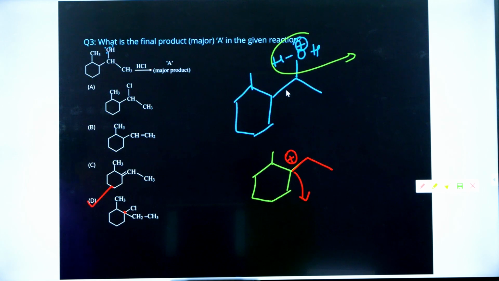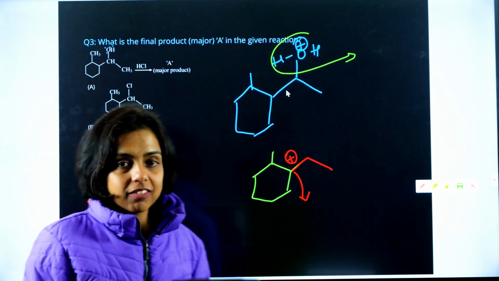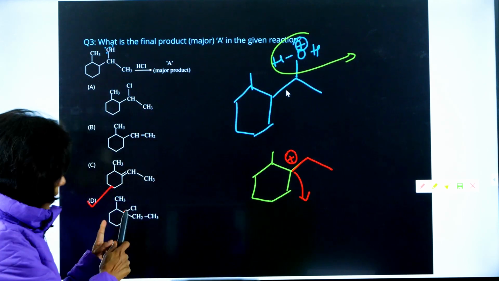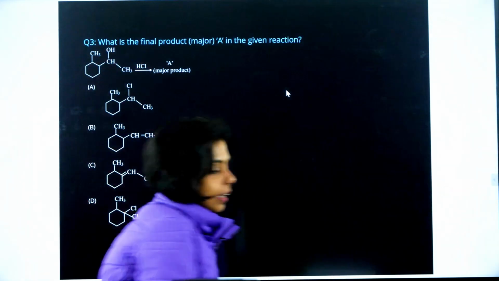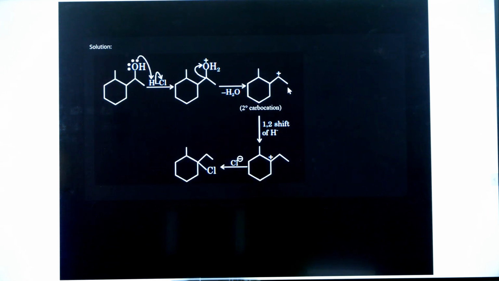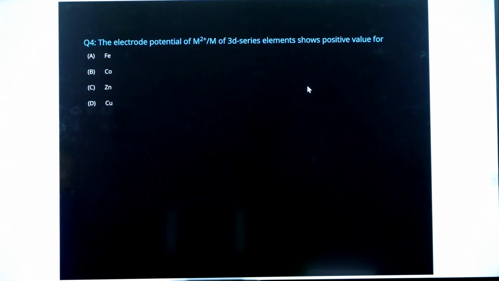Yes, so that will be the major product. Your Cl negative will attack on the carbocation that is being formed. So the answer indeed, guys, is D, donkey. Pretty simple. Again, D, donkey. Okay, next question. Let's see the next question.